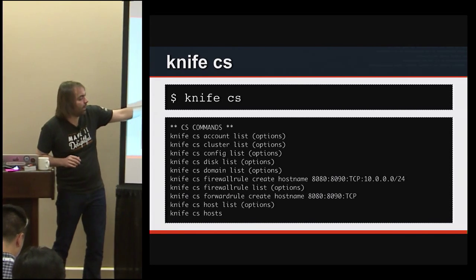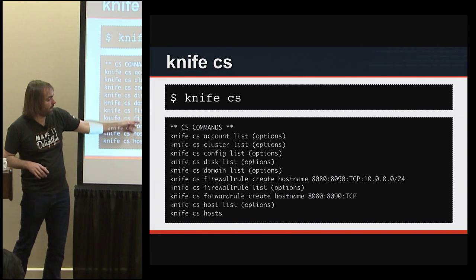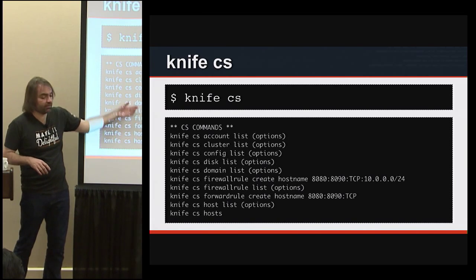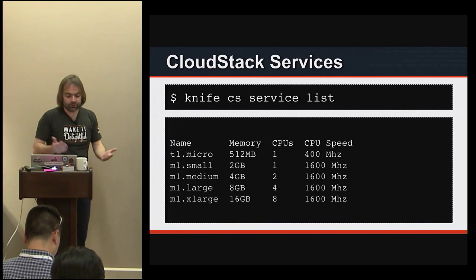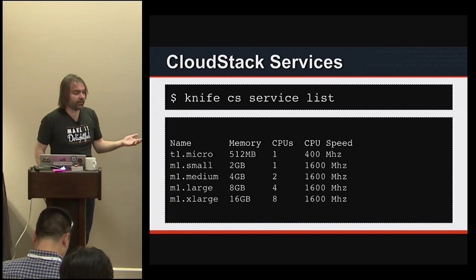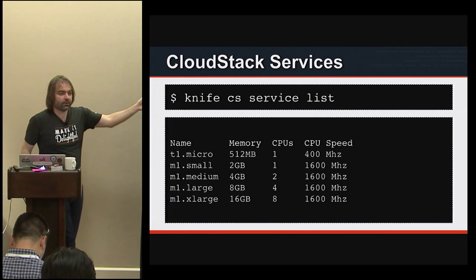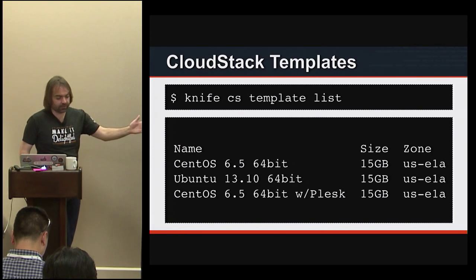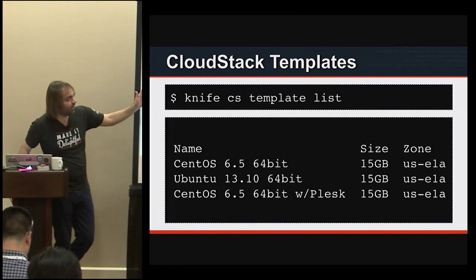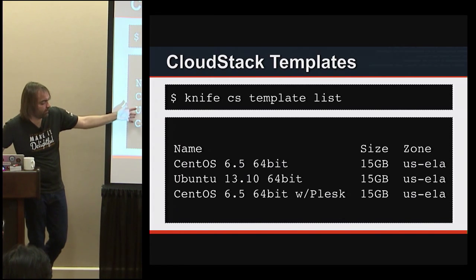So you can see all of the different commands that you can run, and this is just a few of the commands. And what's awesome is you can go in, you can do knife cs service list. You get all of the services that you have on offering. You do knife cs template list, and this is out of Vario, so this is all of the templates that they provide.